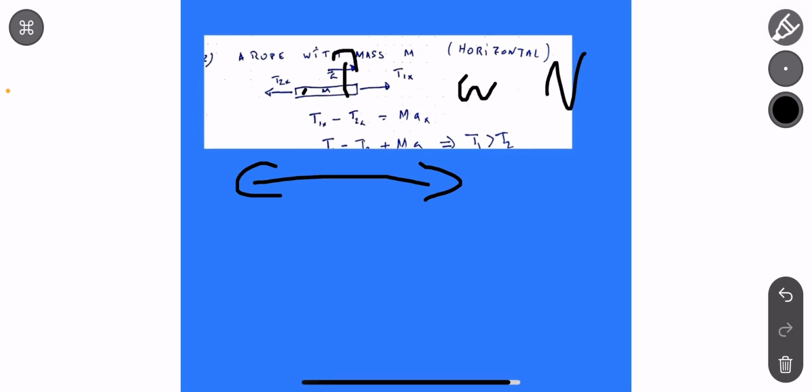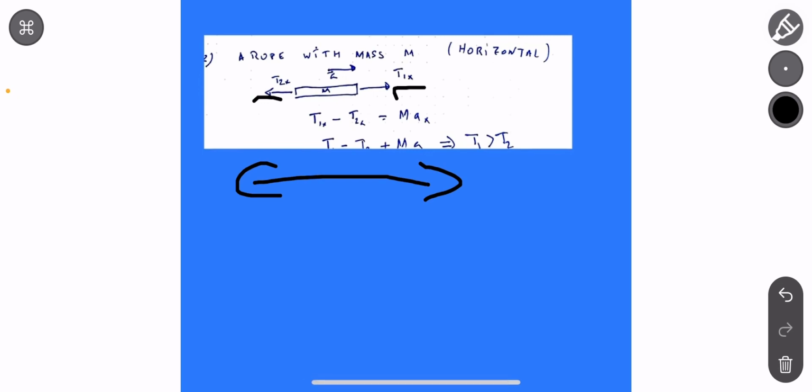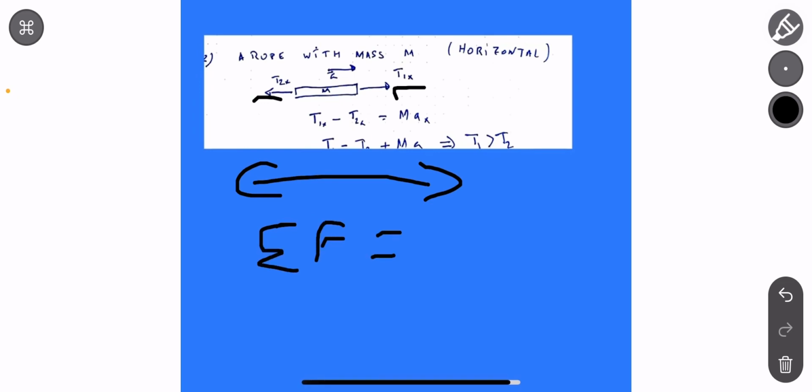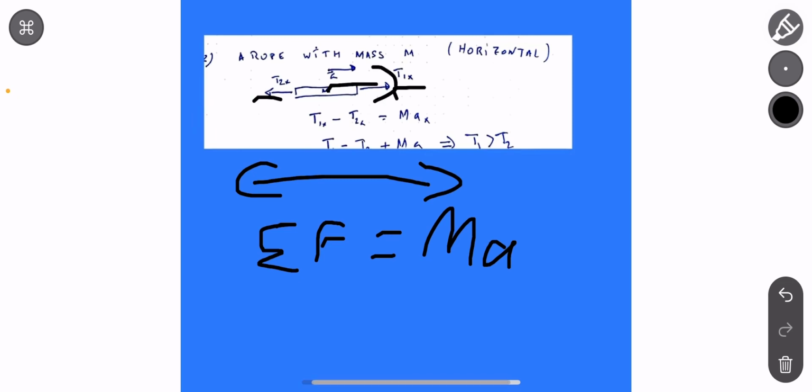Which is going to be like this. So now that we got that out of the way, we're only going to be looking at T1 and T2 and how they affect the mass. In this equation, we have to look at the total force, which is equal to ma, the acceleration. We see there's a positive acceleration to the right, although there are two forces acting upon it, the two forces being T1 and T2.